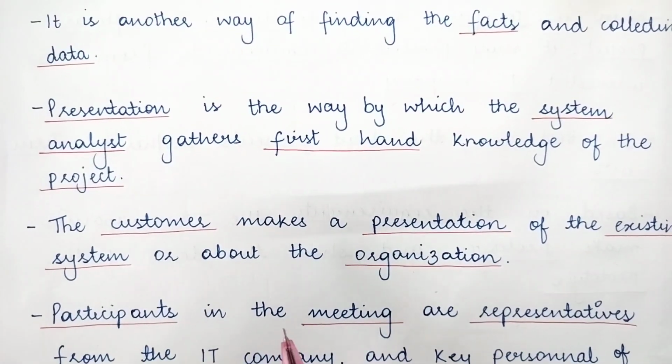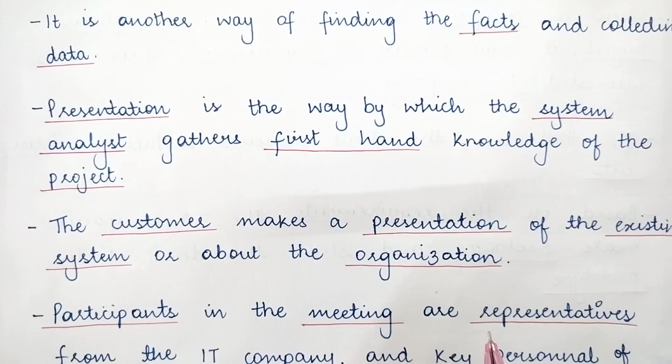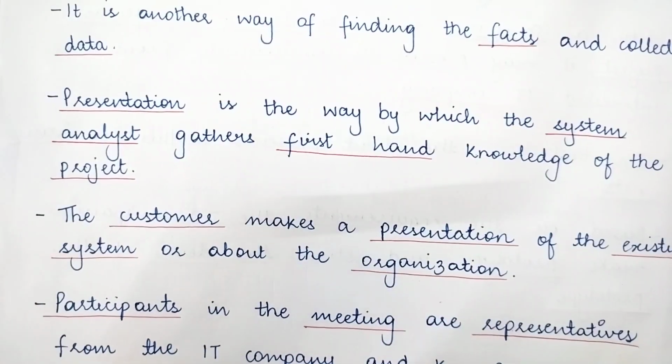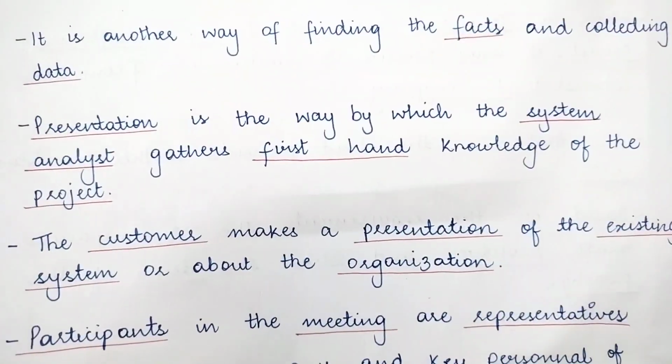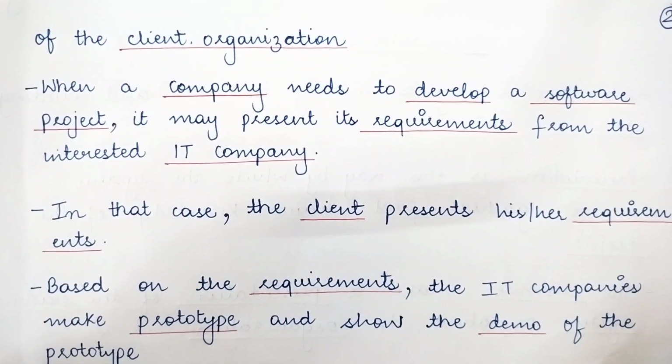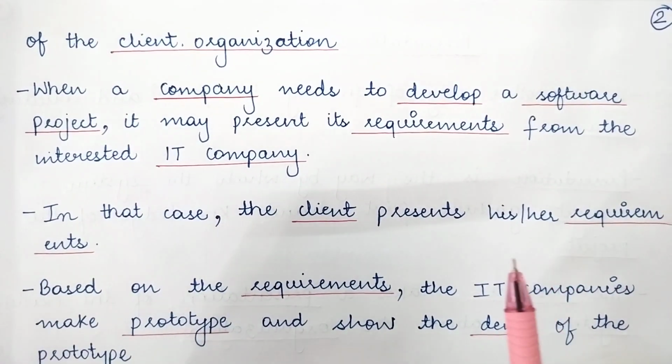Again, in the IT company also all cannot be present. So to limit the number of people from both sides, from the IT company there are just a few representatives, which will include the system analyst for sure, because the system analyst has a major role throughout the system development life cycle. So obviously it includes the system analyst and a few other major representatives from the IT company. And to limit the number of people from the client side, there are just a few key personnel of the client organization, who definitely are the people from the higher authoritative positions.